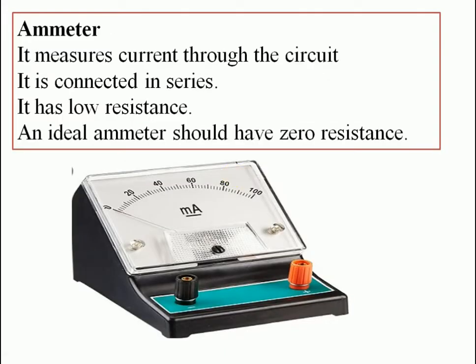So ammeter, it measures current, it is connected in series and it has low resistance. As compared to galvanometer, it has low resistance, and an ideal ammeter should have zero resistance. If an ammeter has large resistance, then it will disturb the current which needs to be measured, so it will not show the correct measurement.